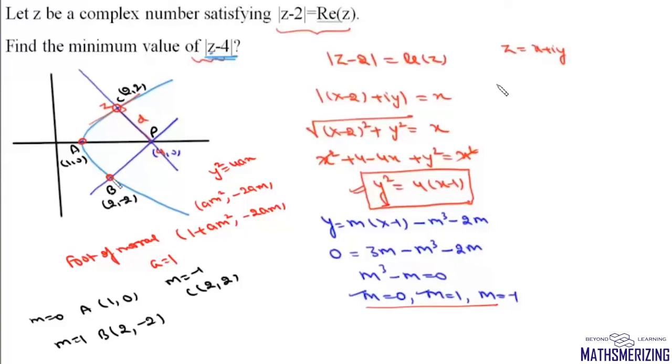So we'll find this AP. This AP is simply 4 minus 1, and that is 3. And from symmetry we can say that BP must be equal to CP, and this value will be under root of 2 square plus 2 square, and that should be 2 root 2. So the minimum value of mod z minus 4 will be simply 2 root 2, and that is the answer to this question.